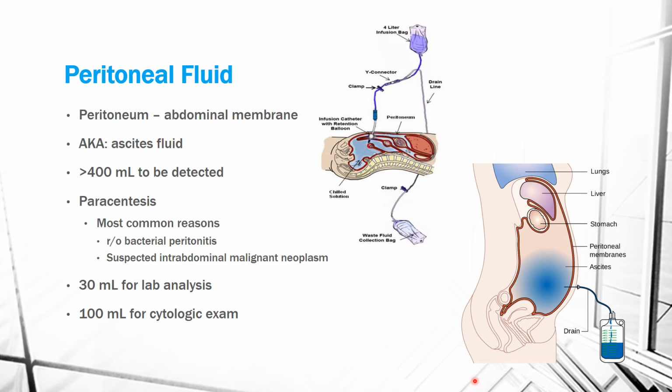What happens is the fluid builds up in the patient's stomach, and actually most of the time you can't even see it. It's such a large cavity, and it has nothing to do with the size of the patient, but there's so many places for the fluid to hide. So it's very difficult to get the fluid out of this space.